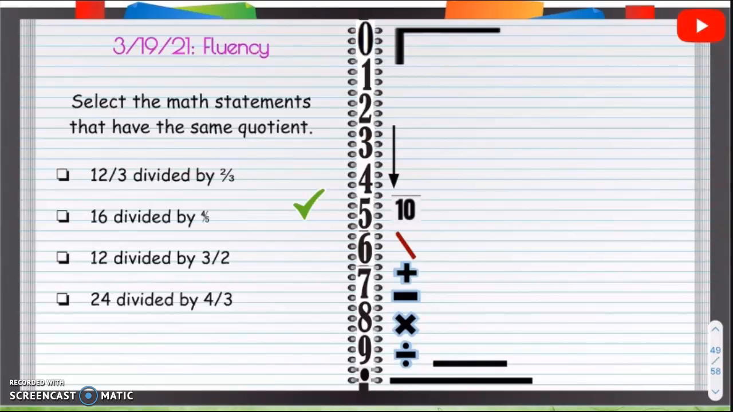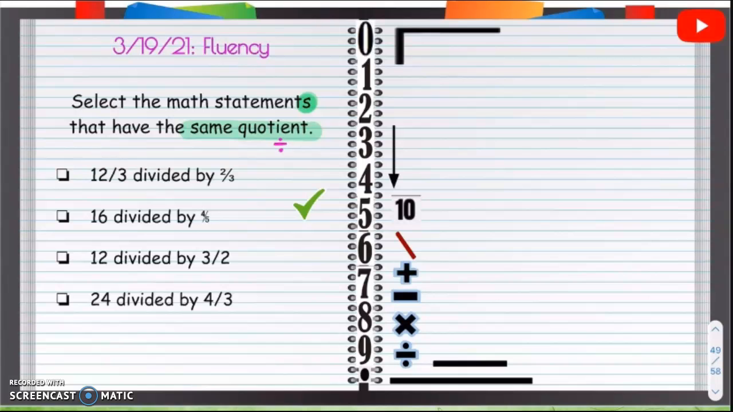All right, our fluency. So we're going to select the math statements that have the same quotient. So this means there could be more than one. The math statements that have the same quotient. Quotient means dividing. So let's start with the first one.